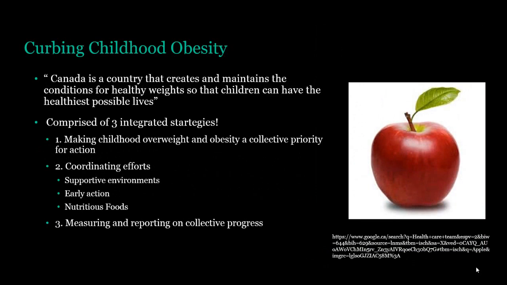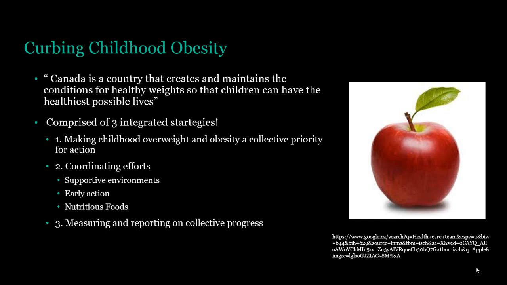It is made up of 3 different but integrated strategies. First, making childhood overweight and obesity a collective priority for action. This means it is being made an issue for all members of authority, and action is being taken to decrease these rates. Coordinating efforts is the next strategy.